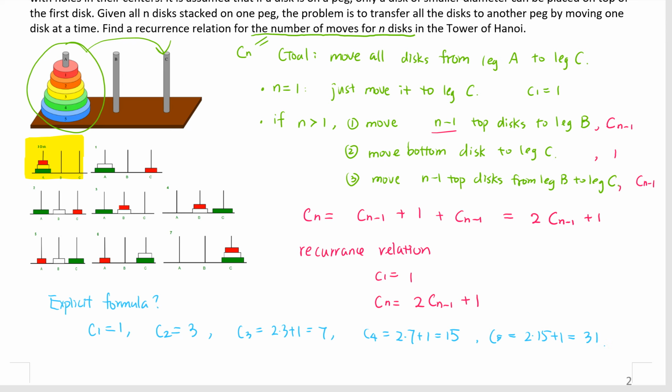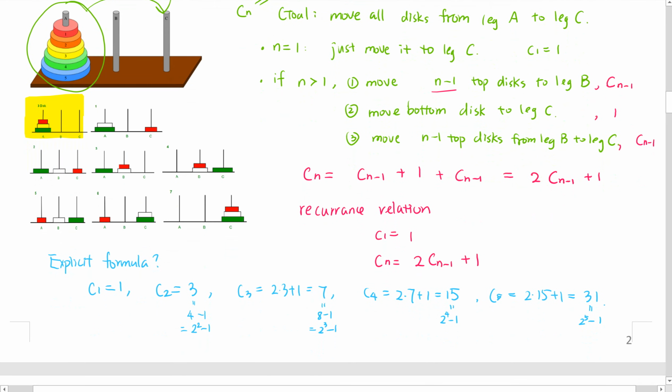Okay, and actually you can see this guy, 3 is like 4 minus 1. 4 is like 2 squared, so 2 squared minus 1. 7 is like 8 minus 1. So that's 2 cubed minus 1. 15 is like 2 to the 4 minus 1, right? And 31 is like 32 minus 1. So 2 to the 5th minus 1. So that's why we get a general formula.